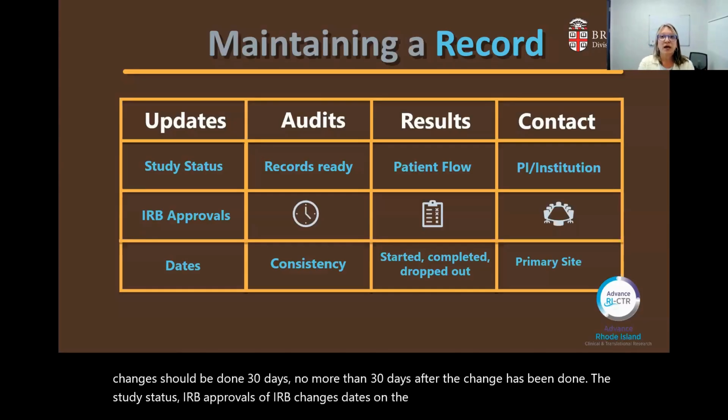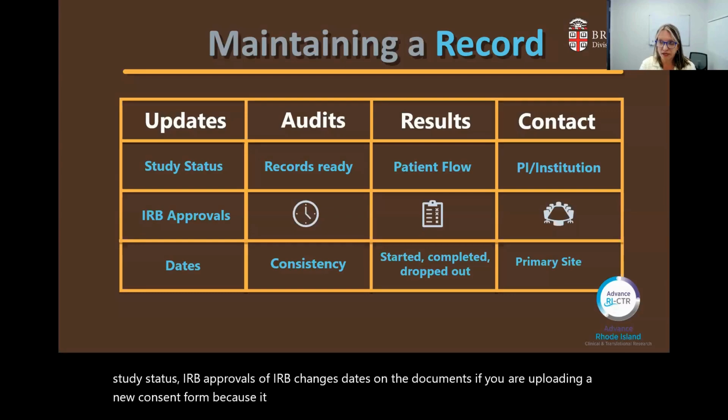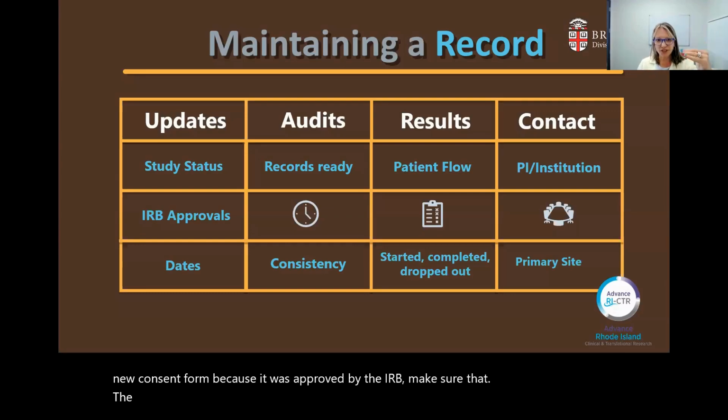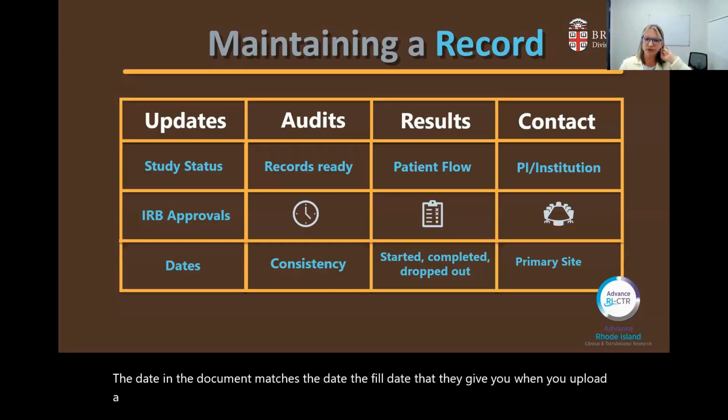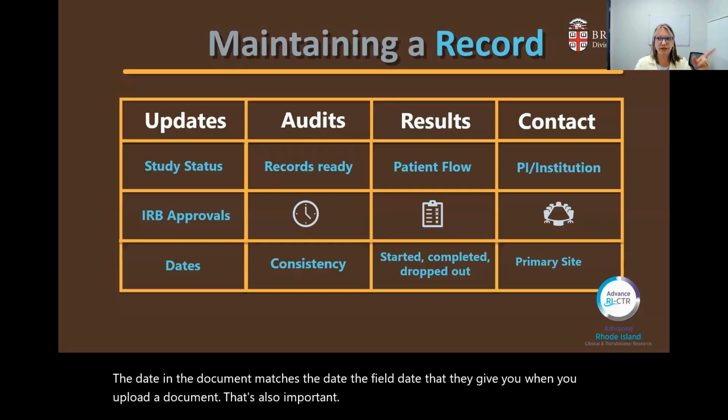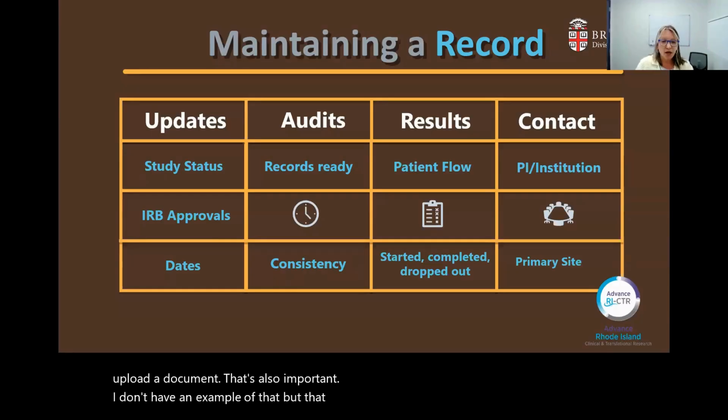If you are uploading a new consent form because it was approved by the IRB, make sure that the date in the document matches the date, the field date that they give you when you upload the document. That's also important. I don't have an example of that, but that happens very often.